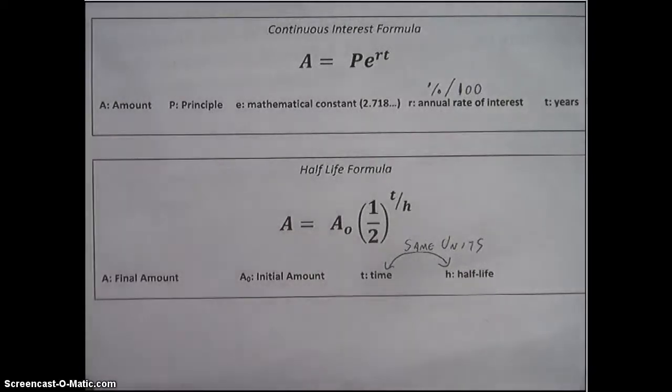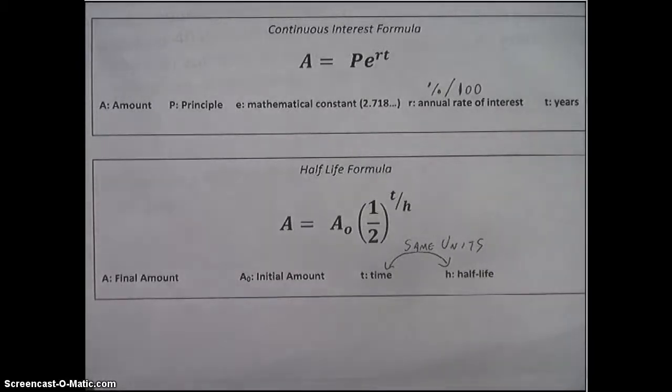So normally you're going to use this formula any time that you know how long it takes something to be cut in half. Usually we're talking about radioactive isotopes. We know the half-lives of most of those. But other times, it could be populations, if you know how long it's going to take a population of something to be cut in half.